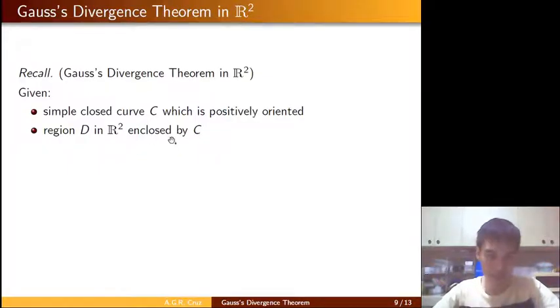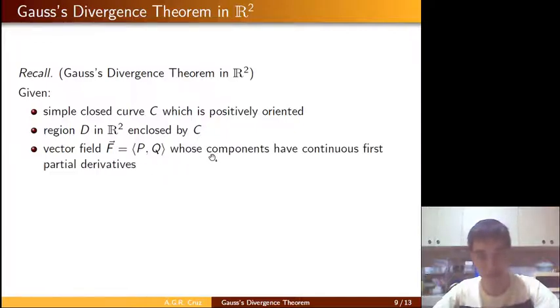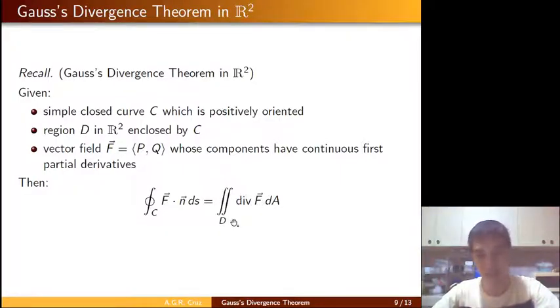Tapos of course, apart from these two, we need a vector field of 2 variables, P and Q, which is, again, like with the assumptions before, itong P and Q na to, they must have continuous first-order partial derivatives. Okay, then what does Gauss's divergence theorem in R2 state? It states na yung line integral ng F over C, it's now equal to this time kung kanina triple integral tayo. Ngayon, in this case, it's now equal to the double integral of the divergence over this enclosed region D.